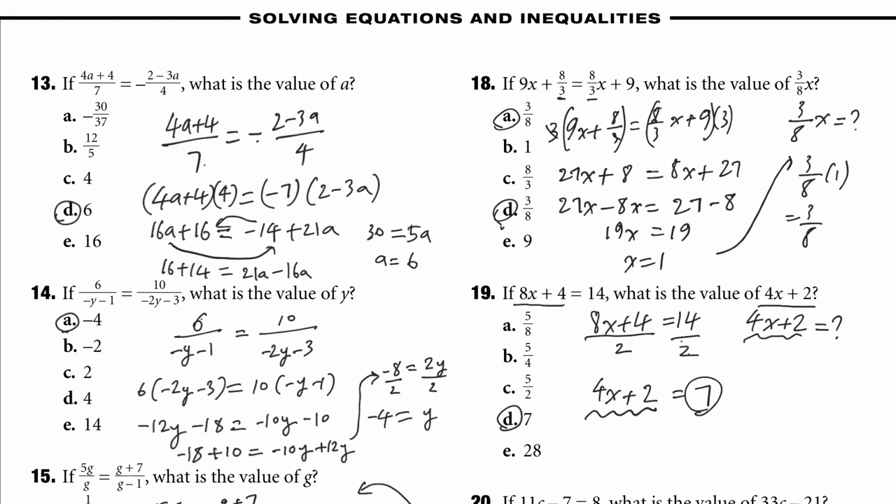So we actually didn't have to go through the trouble of having to find what the value of x is and then plug it in. If you noticed that 8x plus 4 is exactly twice 4x plus 2, then you could have solved it much more quickly.